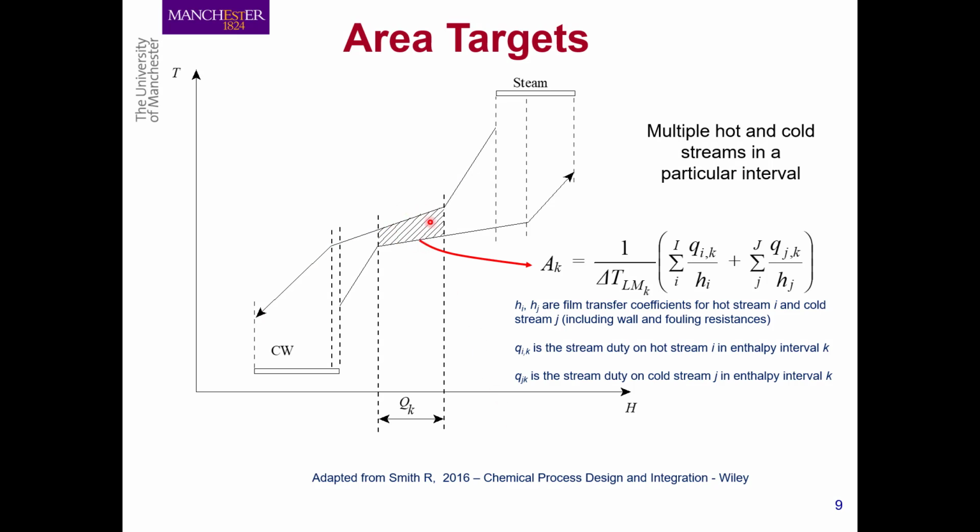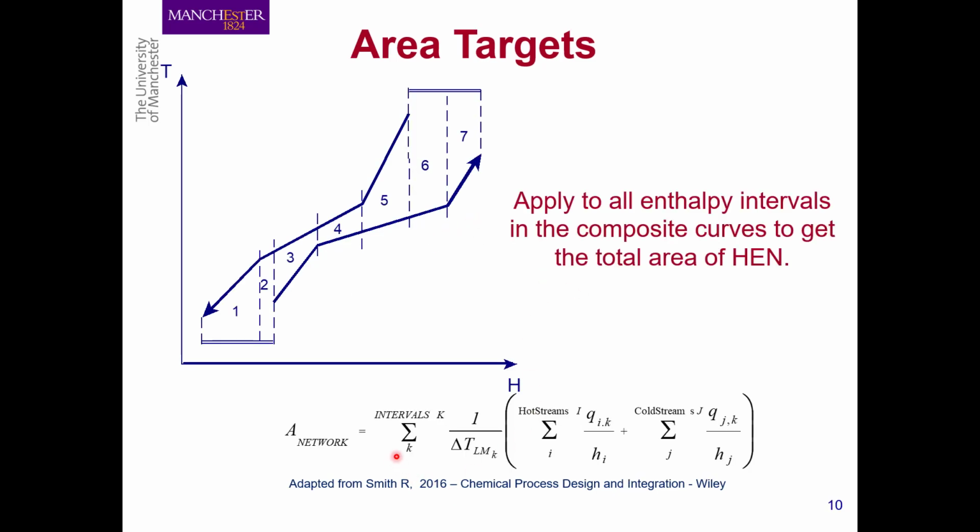Here for this particular interval, and then this interval, it means that for each interval we calculate an interval area. And if you have, let's say, in total K intervals, like in this case, capital K is 7, so we have 7 intervals. If you sum up the area of each of these intervals going from 1 to 7, you get the total network area of this HEN system.